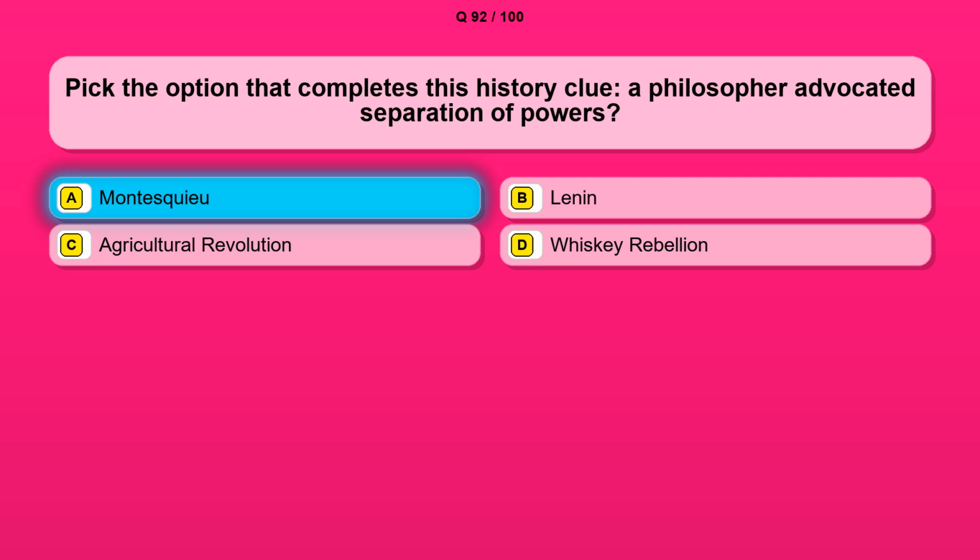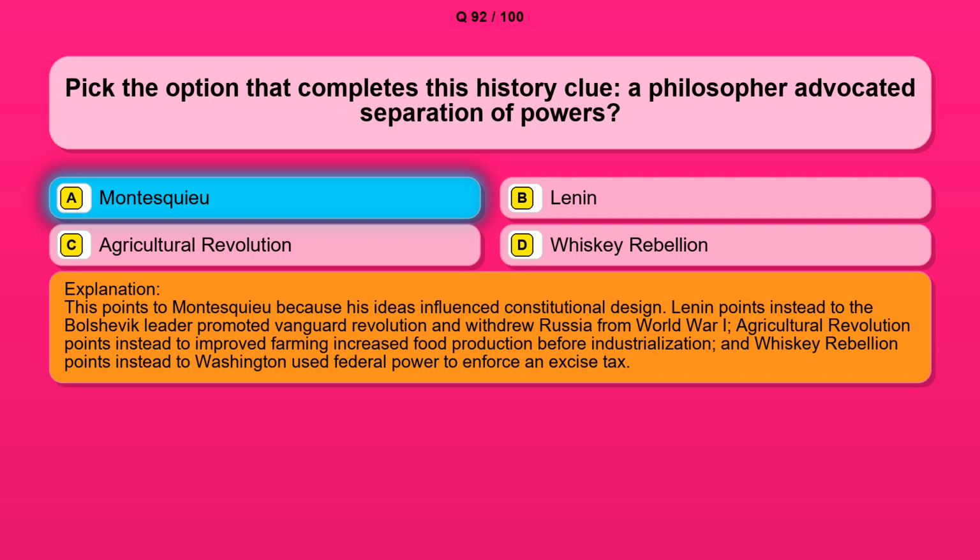The correct answer is option A, Montesquieu. This points to Montesquieu because his ideas influenced constitutional design. Lenin points instead to the Bolshevik leader who promoted vanguard revolution and withdrew Russia from World War I. Agricultural Revolution points instead to improved farming and increased food production before industrialization, and Whiskey Rebellion points instead to Washington using federal power to enforce an excise tax.